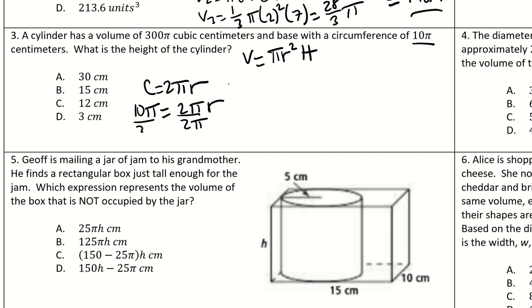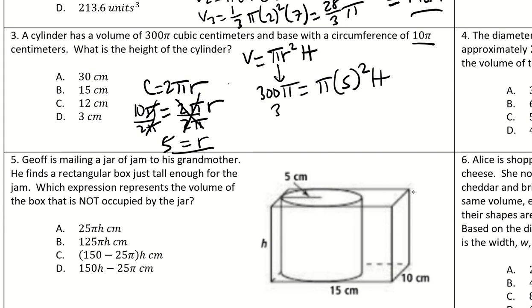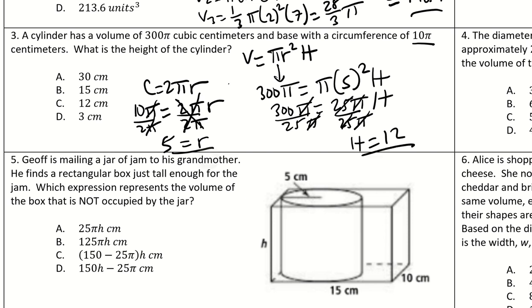Let's divide by 2 pi on both sides. 10 pi divided by 2 pi is just 5 because the pi's cancel. So now the radius is 5, and we can plug that into the volume formula. They said the volume is 300 pi, which equals pi times r squared, where r is 5 now, times the height. So 300 pi equals 25 pi h. We solve for h by dividing by 25 pi. Again, pi's cancel. 300 divided by 25 gives us our result, so the height is going to be 12 centimeters.